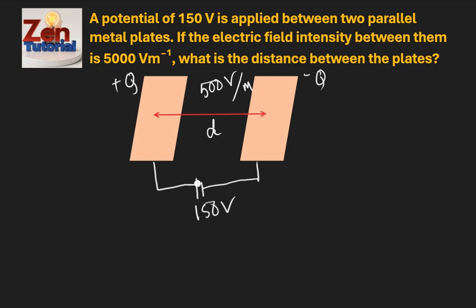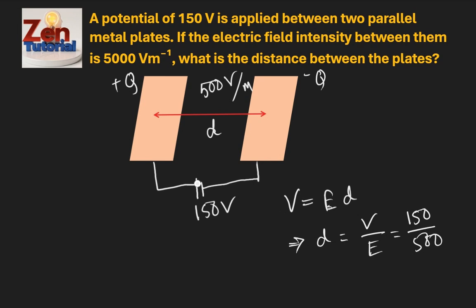So we know volt is equal to E d, or d is equal to V over E. So the value of V is 150 and E is 500. So we have got 0.03 meter, or let's comment what will be the value in centimeter.